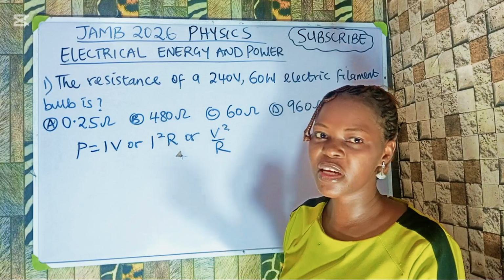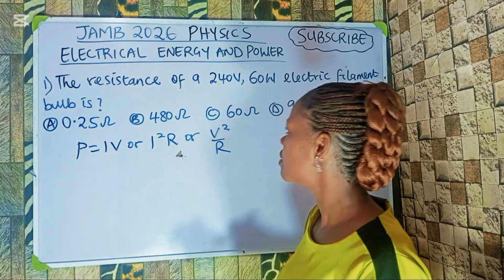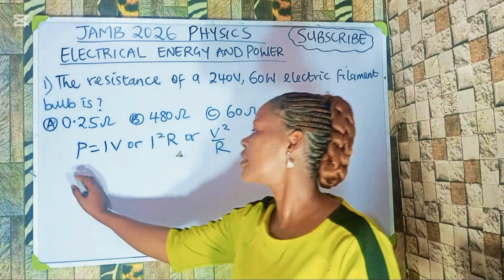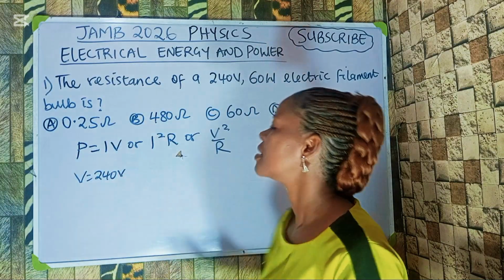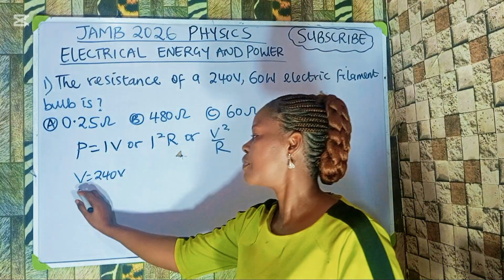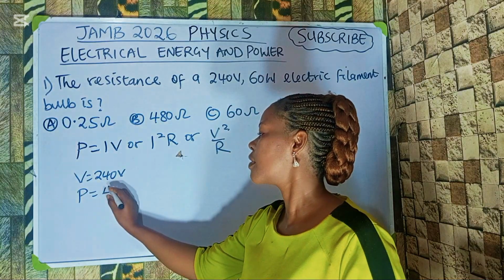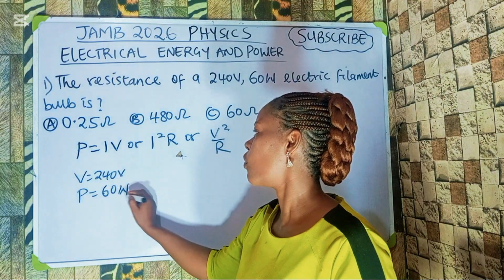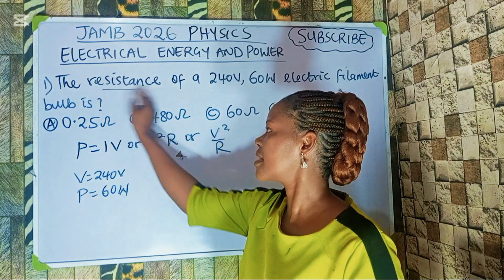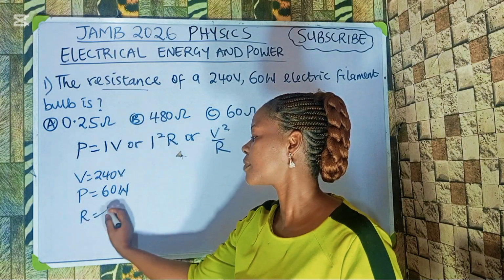Now the parameters given in this question, we have the potential difference V giving us 240 volts, right? Then we have the power P giving us 60 watts. What are we looking for? The resistance. So that is my R.